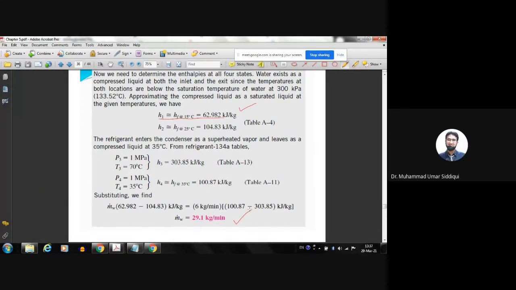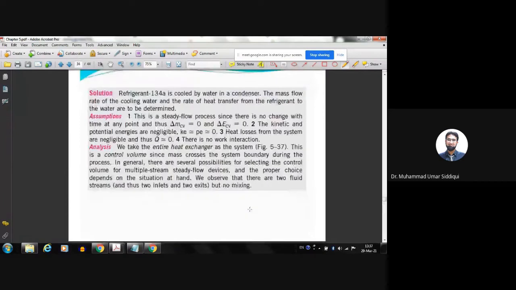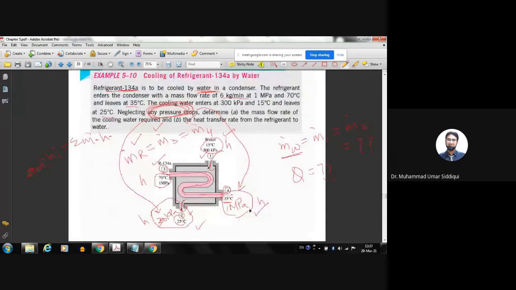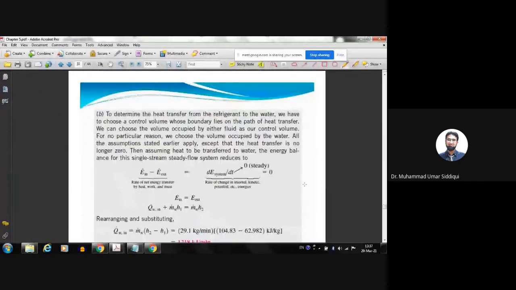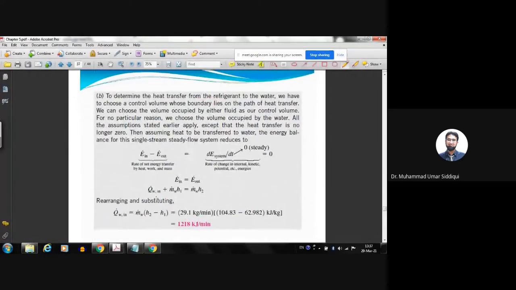Once we have the mass flow rate of the water, that was the first part of the question. In the second part, it was asked to determine Q. Now you cannot consider the complete heat exchanger; you have to consider only one of the fluids, because then Q is there. If we consider water as our fluid, then Q equals m dot water into (h2 minus h1). We know h1, we know h2, and we know the mass flow rate of the water. Just substitute all the values and you get Q.